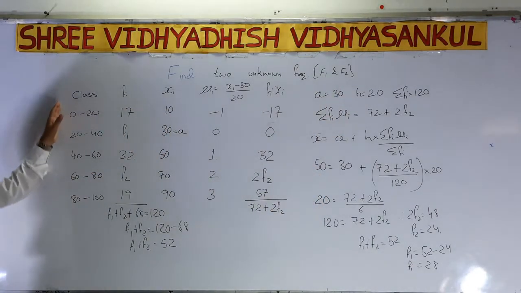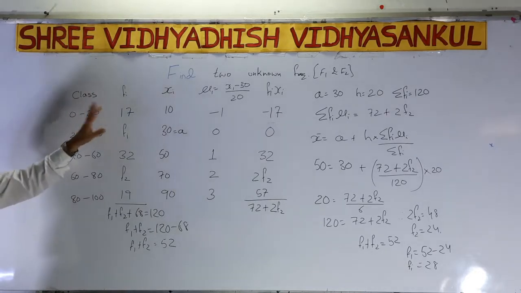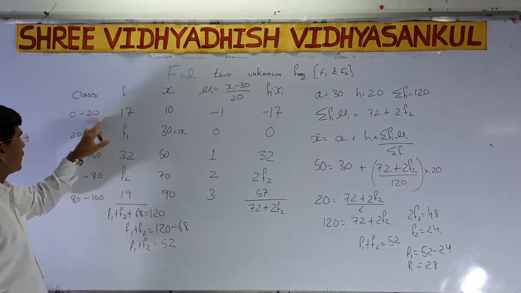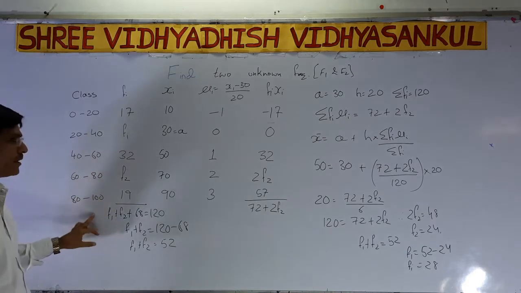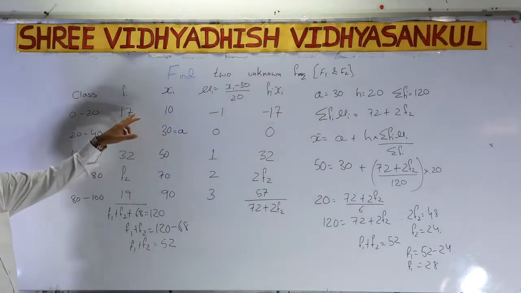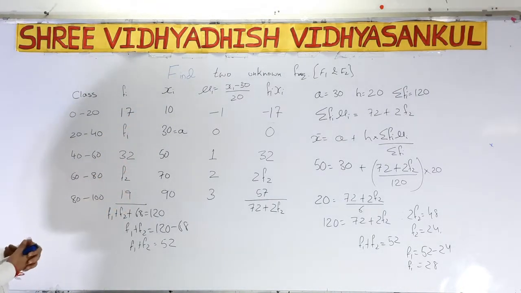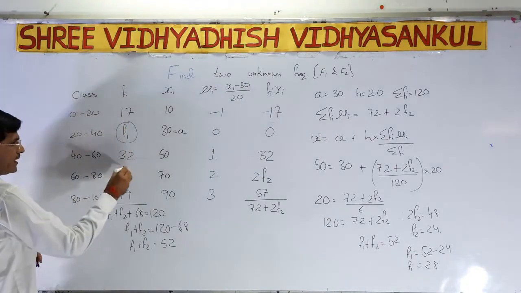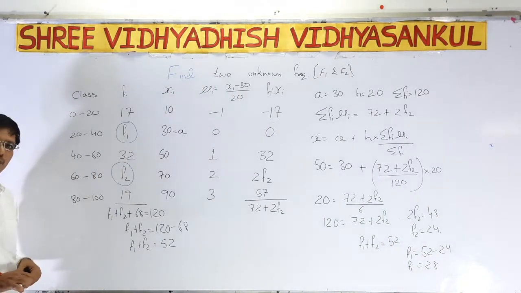So first of all we go to the class. When a class is given, always class and frequency are given in a question. So the classes are 10 to 20, 20 to 40, 40 to 60, 60 to 80 and 80 to 100. 5 classes are given. Now the frequencies: 17, F1, 32, F2 and 90. What do I have to find? I have to find these two unknown frequencies, that is F1 and F2.